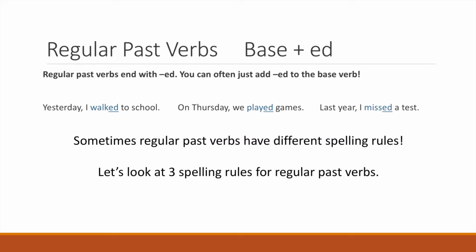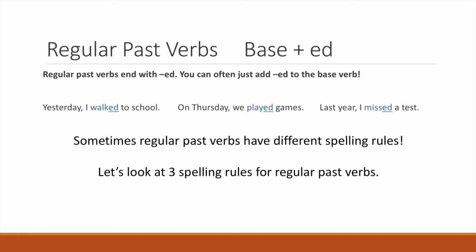For most verbs in the past tense, we simply add ed to the base verb. For example, yesterday I walked to school. On Thursday, we played games. Last year, I missed a test. In each example, we have a time marker that tells us about the past, and therefore we just add ed to the verb to make the statement something about the past.